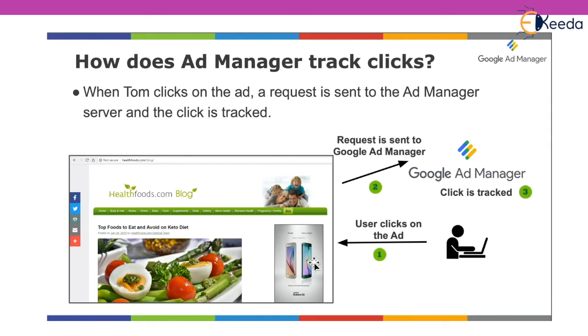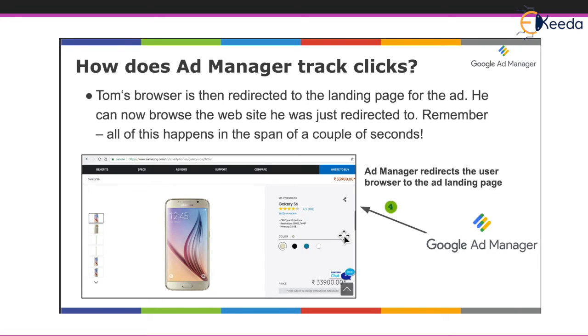When the user clicks on the advertiser's ad, a click request is sent to Google Ad Manager. This is how Ad Manager is able to track clicks whenever a user clicks on the ad on the web page. As soon as the user clicks on the ad, he is redirected to a landing page. The landing page could include a description about the product that he clicked the ad on. So this is how Ad Manager is tracking clicks.